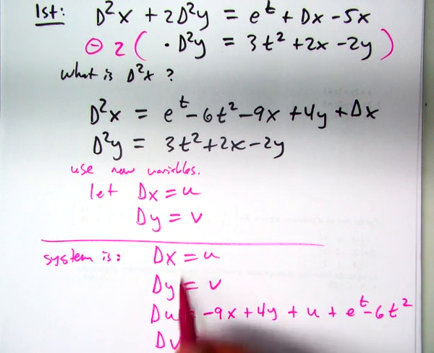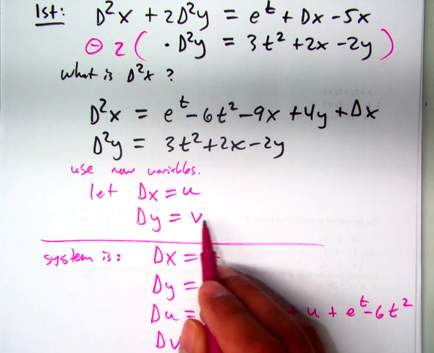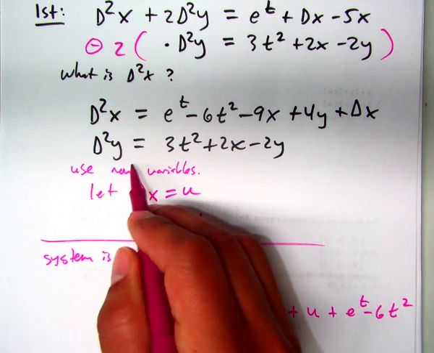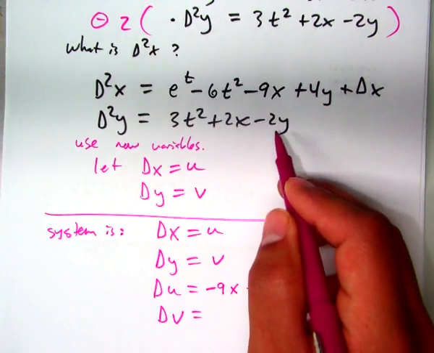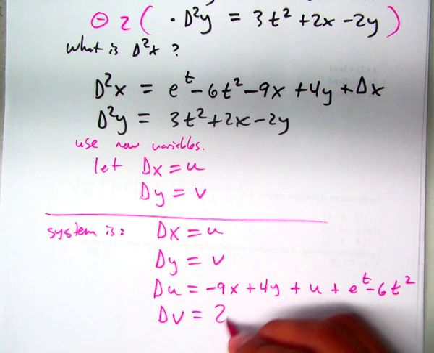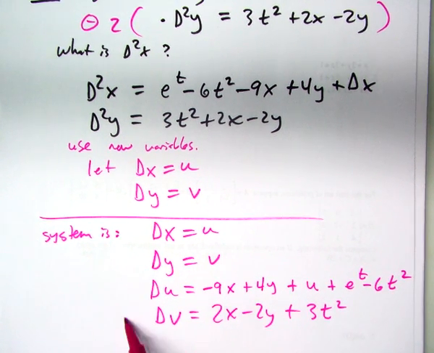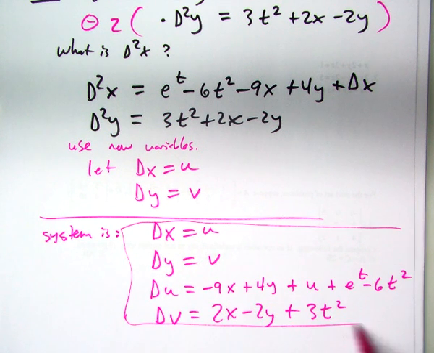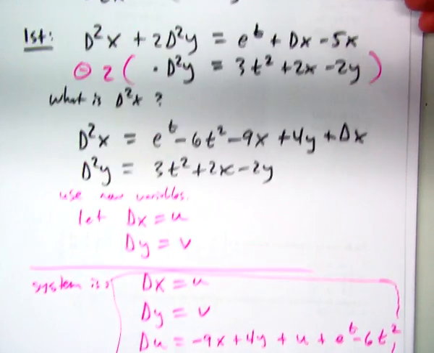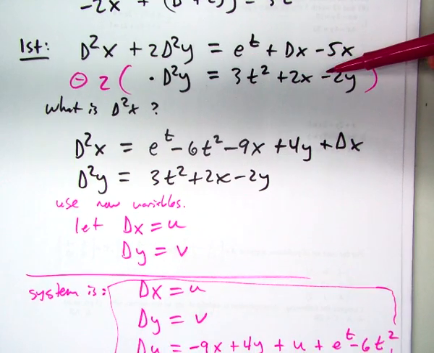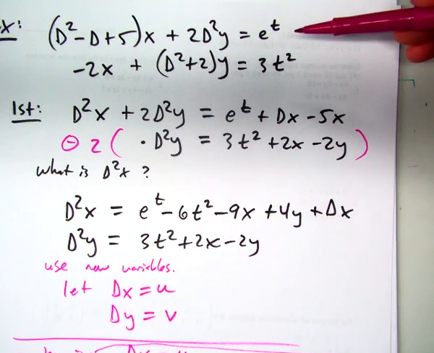And then similarly Dv, if you look here, if v is Dy, then Dv will be D²y, so I'm just using this equation here. And I'll get 2x minus 2y plus 3t². So here's another system in normal form that actually ties back to a system where we had second order equations.